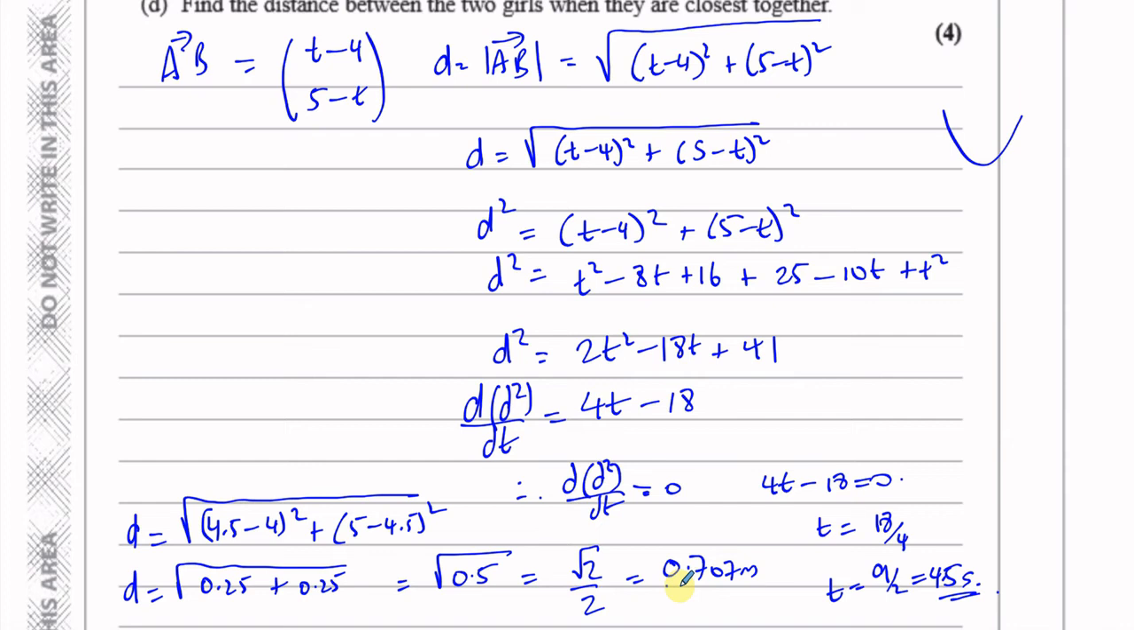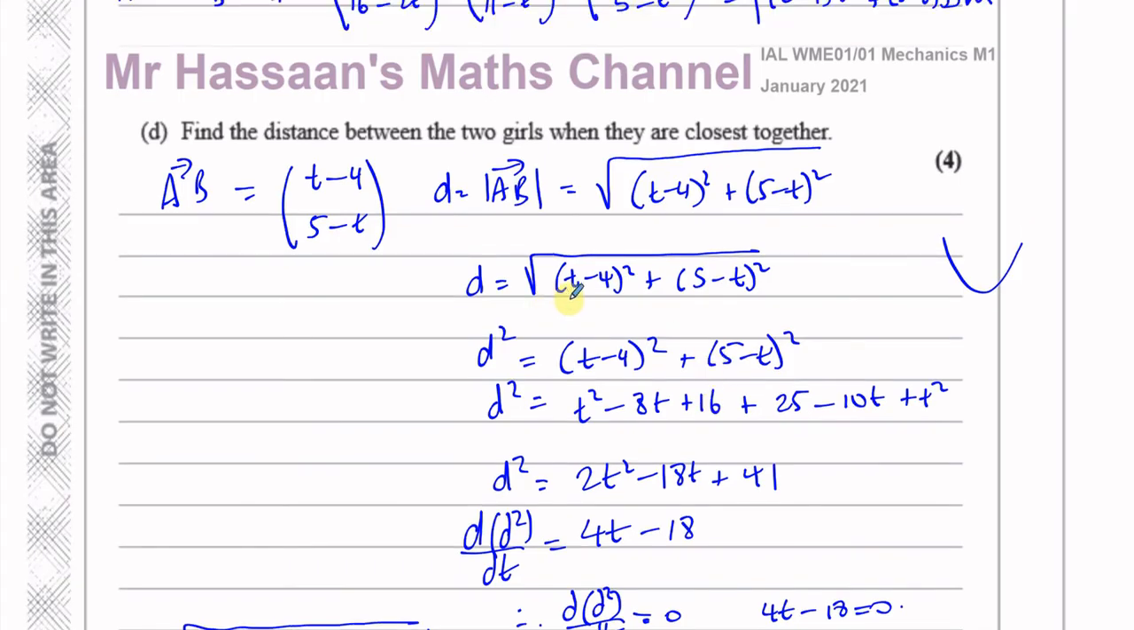0.707 meters. So that is the minimum distance between them, because we basically found an expression for the distance between them, which is the magnitude of the vector which describes the displacement. The magnitude of that vector is the distance between them. And we have to differentiate this and make it equal to 0 to find the minimum value of d.